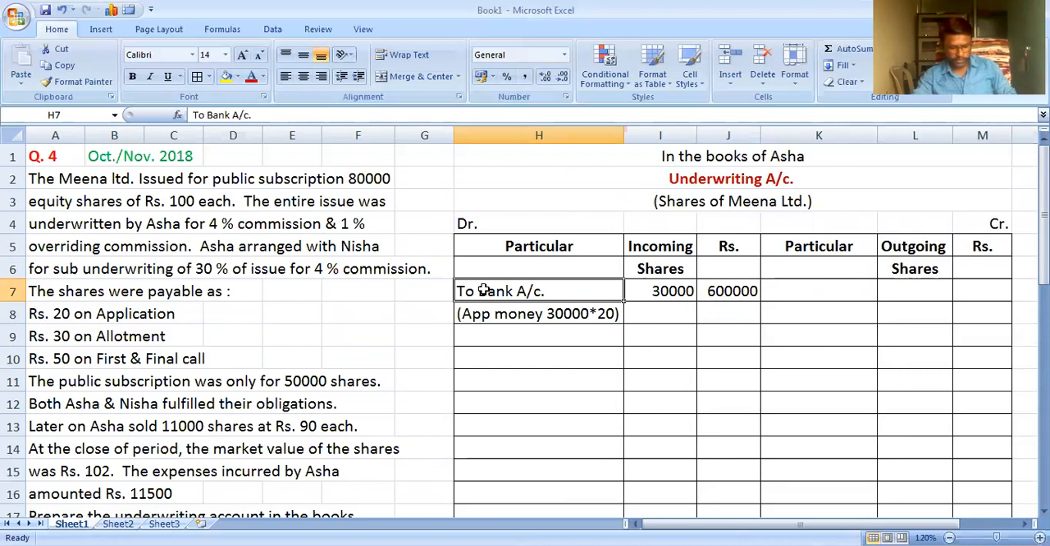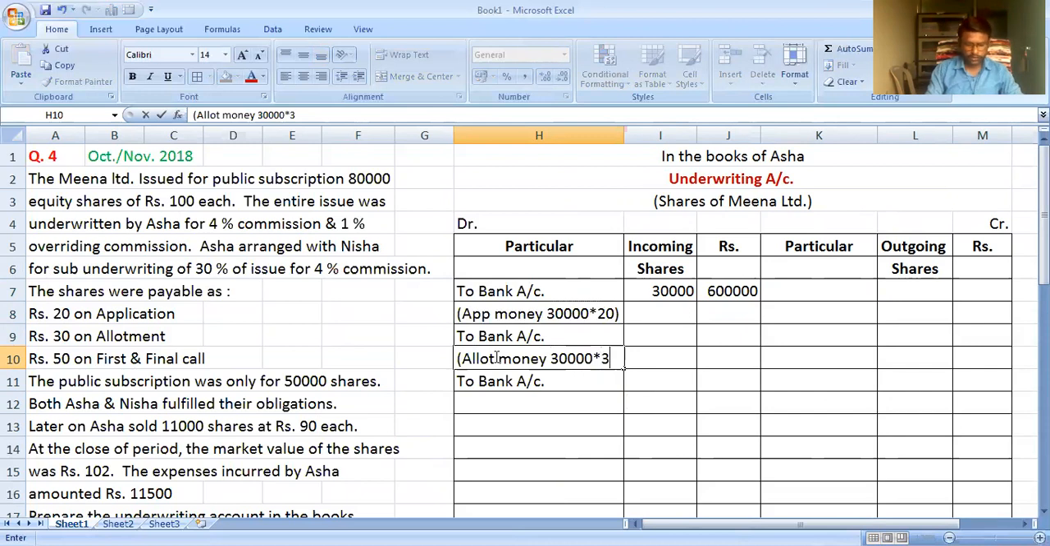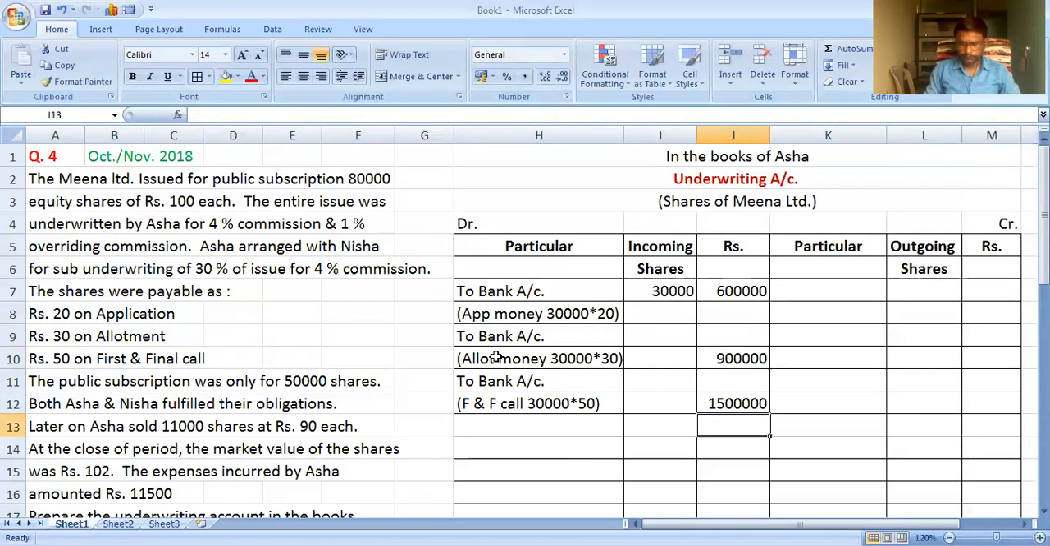Then same for allotment and for first and final call. Allotment money 30,000 into 30, allotment rate is 30. Amount 9 lakh. Then same first and final call, 30,000 into 50, 15 lakh. This is regarding underwriters.